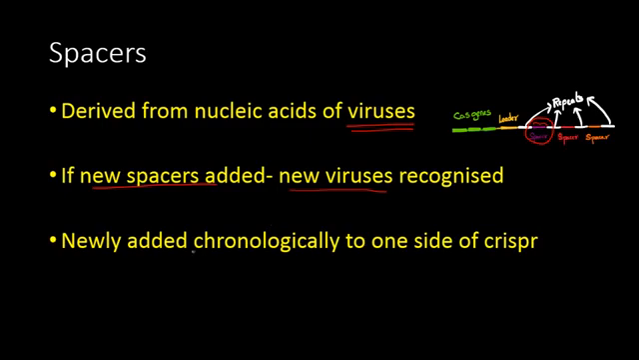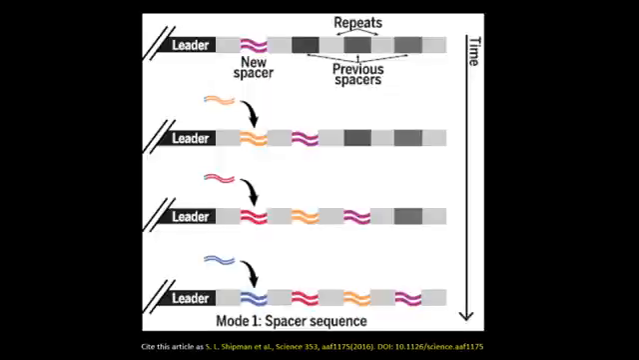That is, the newly added spacers are added chronologically to one side of CRISPR. So we can see it is a chronological order, so we can know which infection was first and which was last, as seen in this image.